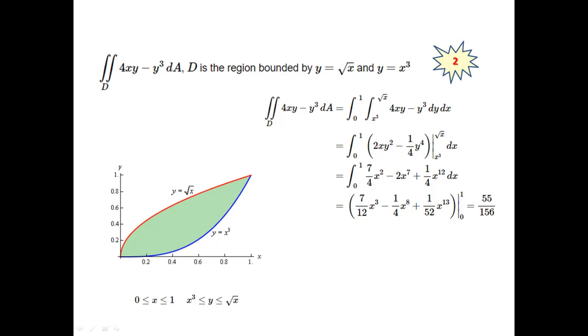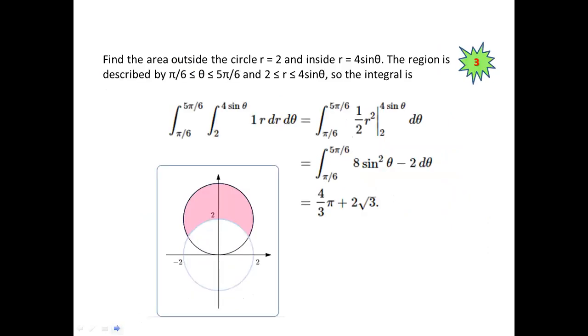Now let's move on to the next example. This example allows you to find the area outside the circle r equal to 2 and inside the circle r equal to 4 sine theta. The region is described by theta from pi over 6 to 5 pi over 6, and the r, of course, is from 2 to 4 sine theta.